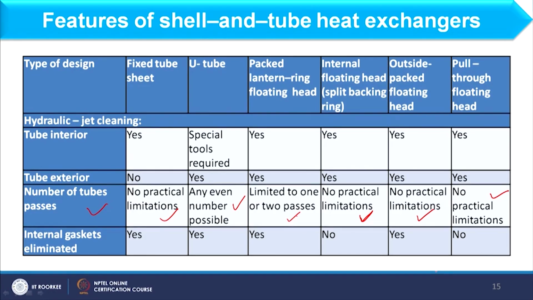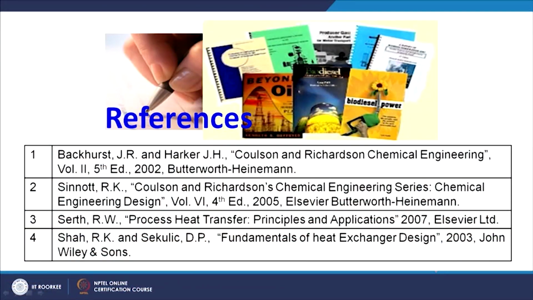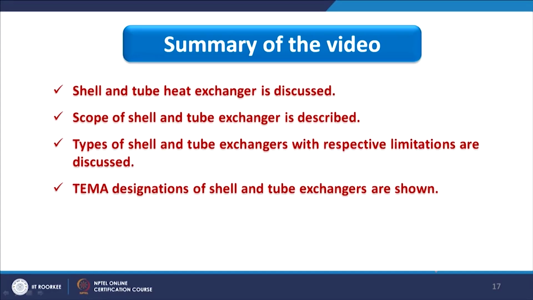Okay. So, here you see we have different points based on which we can compare the shell and tube heat exchangers of different types, and here we have the references. You can go through these references for details, and here I am going to summarize this lecture. In this lecture shell and tube heat exchanger is discussed, scope of shell and tube heat exchanger is described in detail, types of shell and tube heat exchanger with respective limitations are discussed, and then we have discussed TEMA designation of shell and tube heat exchangers, and we have also seen the comparison of different shell and tube heat exchangers depending upon different factors. So, that is all for now. Thank you.